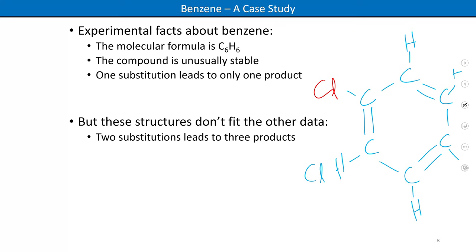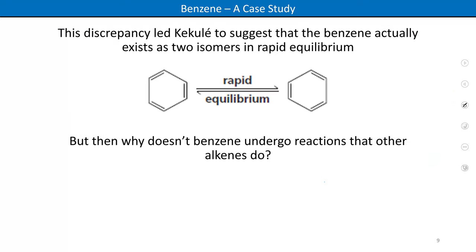That's not what they actually observed though. By doing melting points and testing other properties, they could say, okay, we know we only get three different products when we do two substitutions. So Kekulé was the one who said, you don't really have sigma bond, pi bond, sigma bond, pi bond, sigma bond, pi bond. You really have them going through what he called a rapid equilibrium, where these pi bonds can move from side to side. Basically, they chase each other around in a circle.